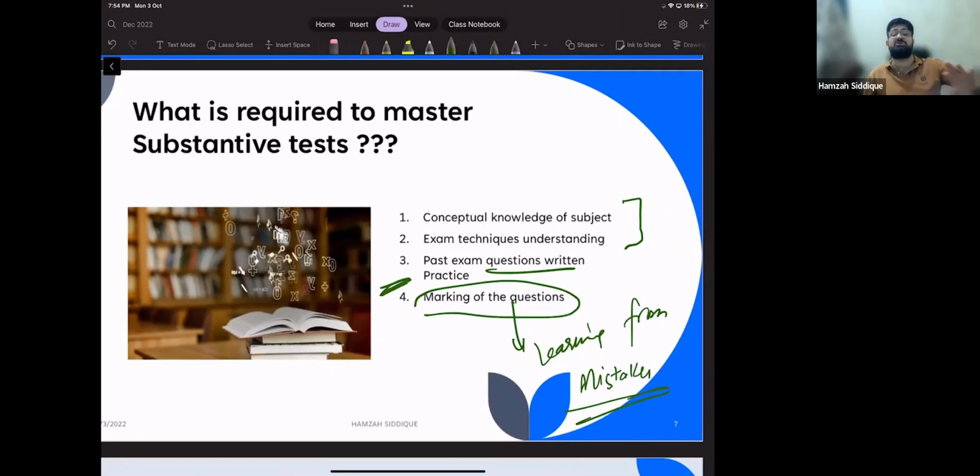I find students failing FR because of the gap here. They come to me, they say, Mr. Hamza, I have prepared BPP, book, kit, Kaplan, but I don't pass the paper. Then I say, okay, have you marked your answers? Have you done practice in exam conditions? And here there is the lack.